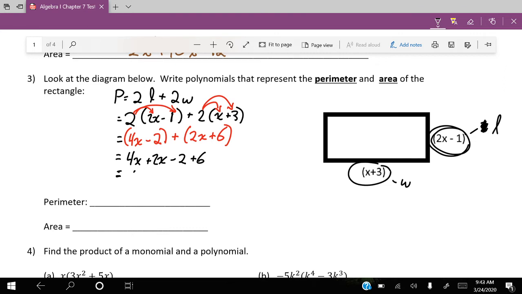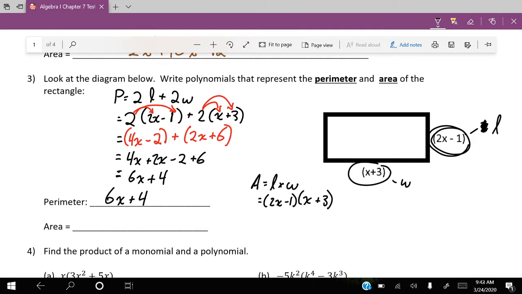4x plus 2x is 6x. Negative 2 plus 6 is plus 4. So my answer for the perimeter is simply 6x plus 4. That's pretty nice and easy. Area is going to be very quick. We know the area is going to be length times width. The length we've already discussed as 2x minus 1. The width, x plus 3.